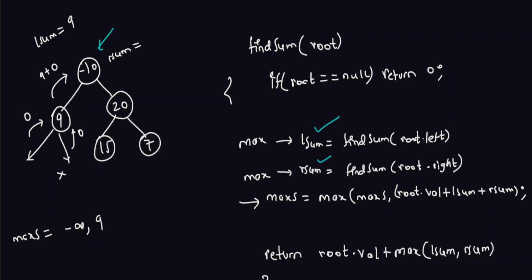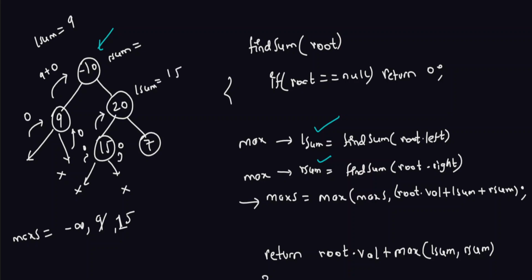When we reach the right tree, we'll have to go for LSUM. So LSUM will go to this node. This node will also call for null and null. So null and null will return 0 and 0. Now we will compare max, which is 9, with 15 plus 0 plus 0. So obviously 15 is larger. So 15 will be updated as the new max value.